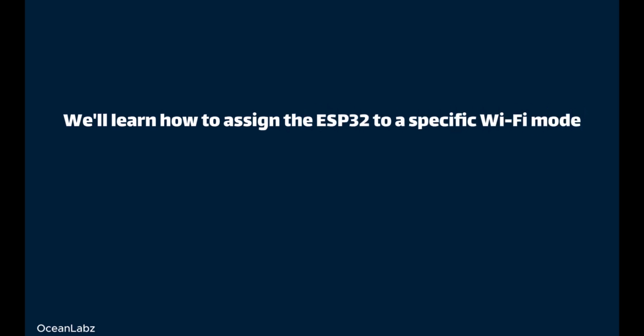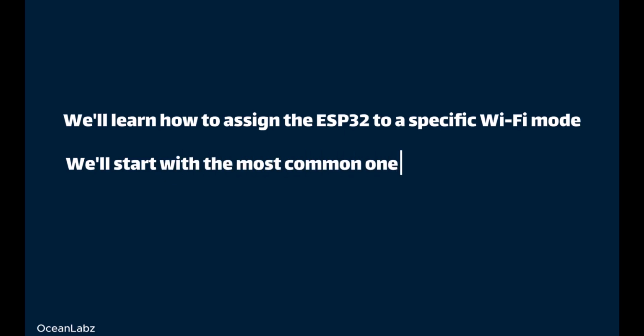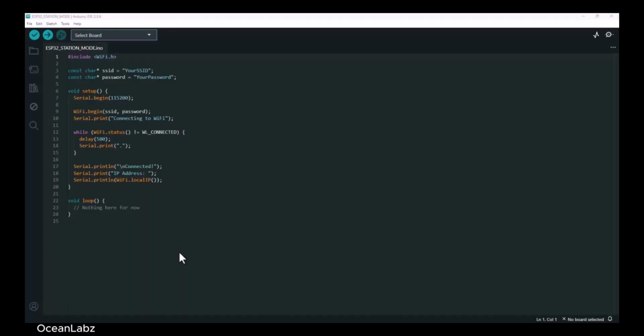In this section, we'll learn how to assign the ESP32 to a specific Wi-Fi mode. And we'll start with the most common one, station mode. So here is the sketch I've already written. And this code will basically turn your ESP32 into station mode, allowing it to connect to your Wi-Fi network just like your phone or laptop. It's super simple. Let me walk you through it line by line so you'll understand exactly what's going on.